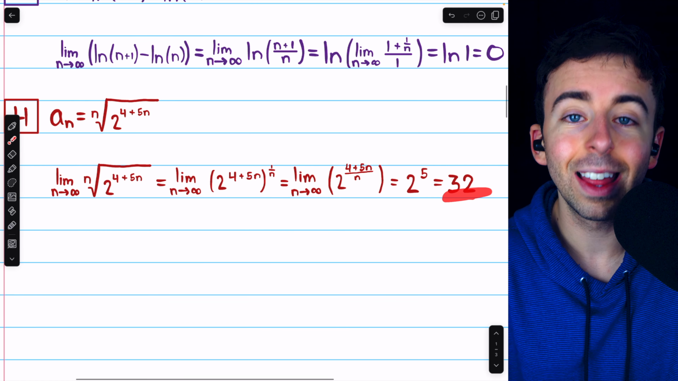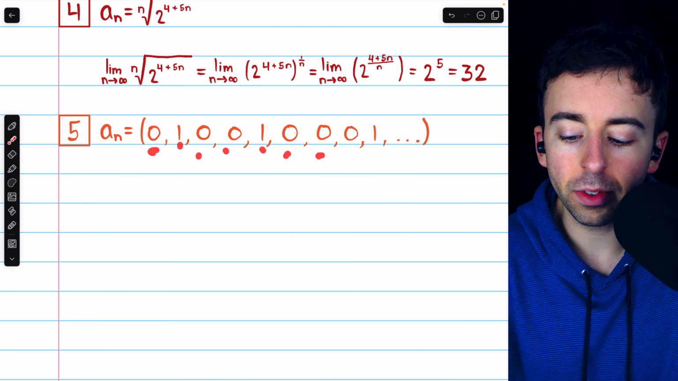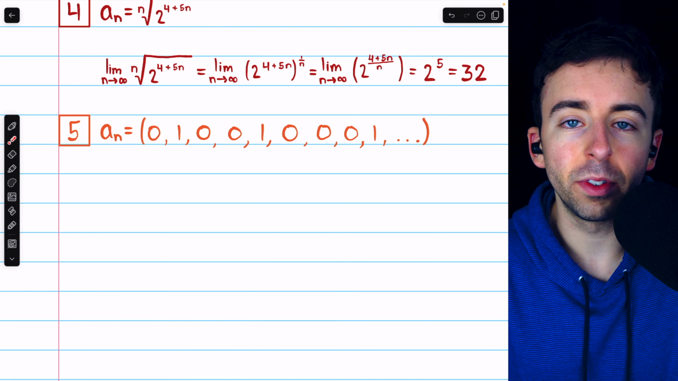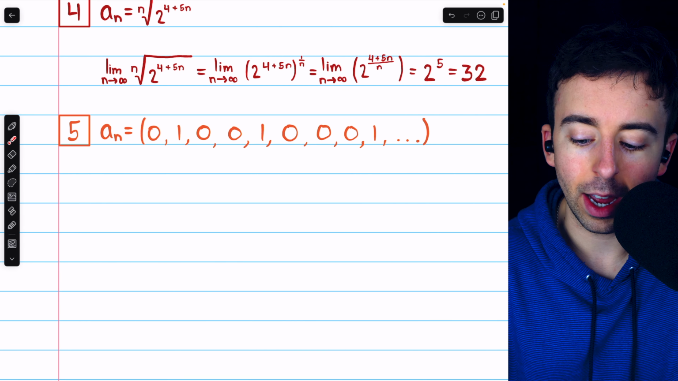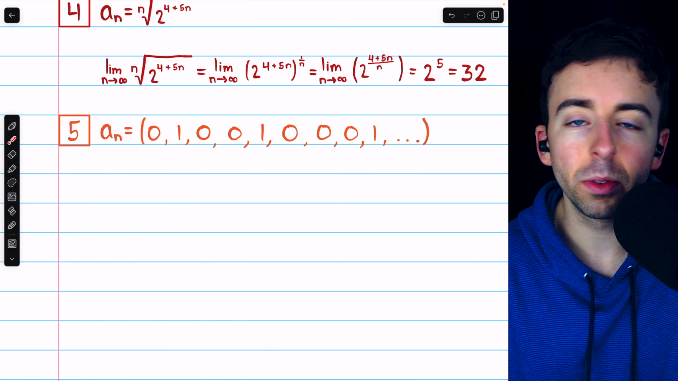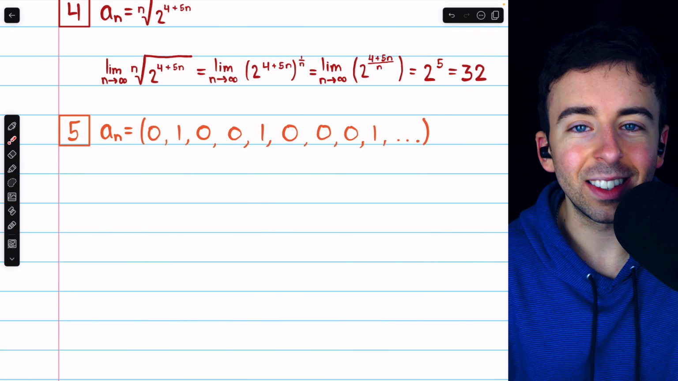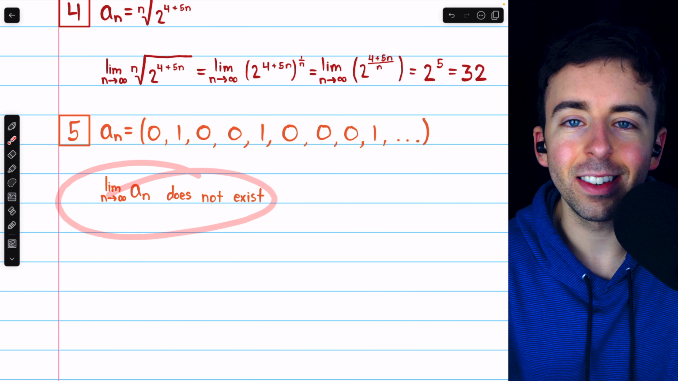It converges to 32. Number 5, we've got the sequence 0, 1, 0, 0, 1, 0, 0, 0, 1, and so on. At each stage, it increases the number of zeros by 1 before the next one occurs. So we'd have 4 zeros next, and then we would have a 1, and then 5 zeros and a 1, and so on. Does this sequence converge? Well, it's easy to see that it does not. The limit of this sequence does not exist.